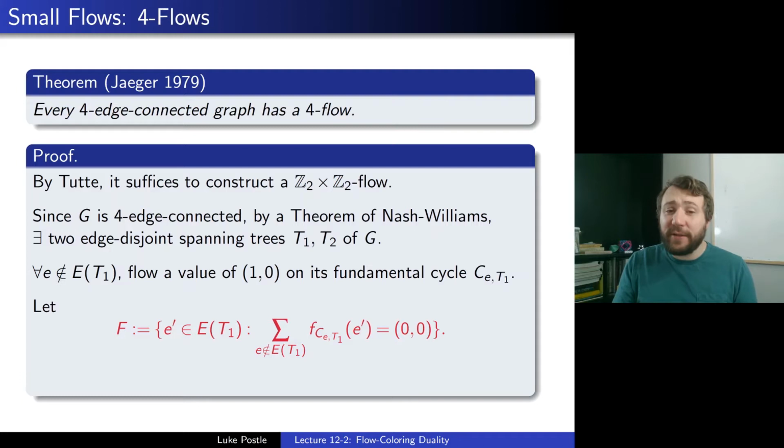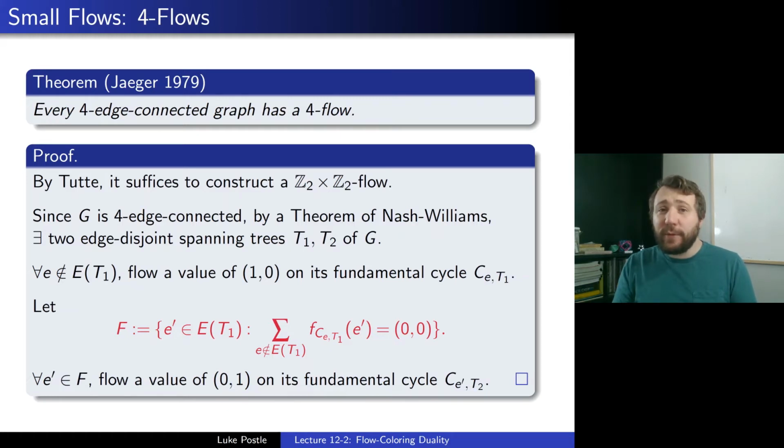So let F be those edges. These are edges in T1, we'll call them e prime, where if you sum all the flows from the fundamental cycles they are on, unfortunately, it doesn't add up to nonzero. So they would be in an even number of those cycles. So now what do we do if you happen to have edges in an even number of fundamental cycles for T1? Then what we do is we'll use T2 to repair the flow.